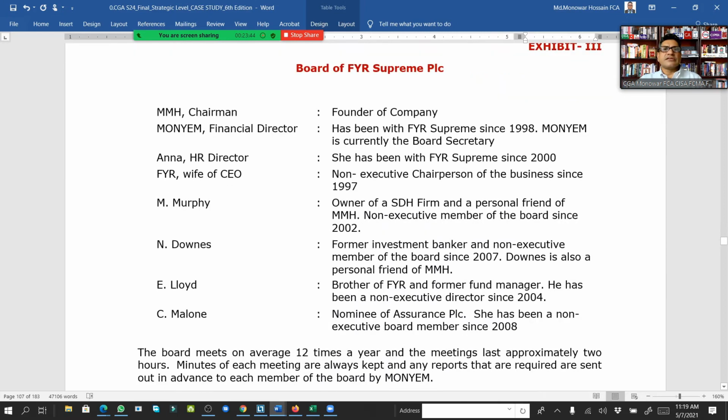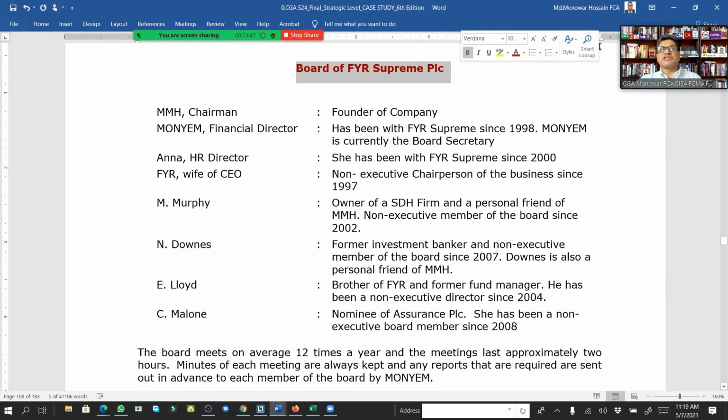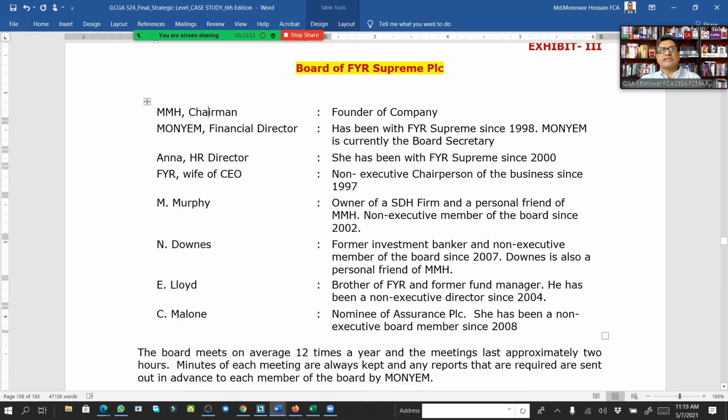So here is the board composition of the company. MMA is now the chairman. He's the founder of the company. His son is the finance director from 1998. He is also taking the board secretary job.